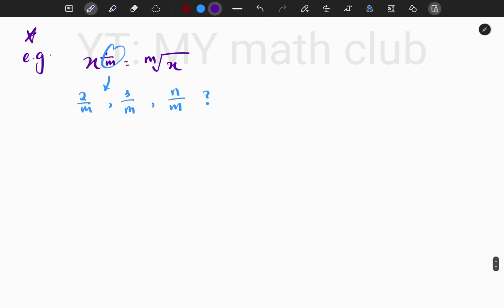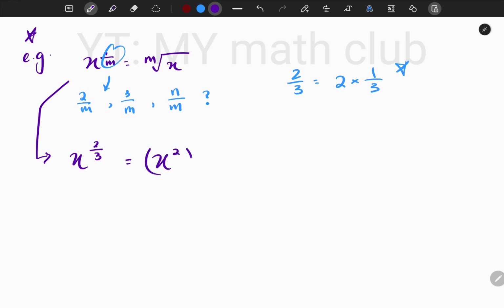It's actually not that complicated if we break it down like so. Take, for example, x to the power of 2 over 3. And technically 2 over 3 is just 2 multiplied by 1/3. And so we can rewrite our index expression as x squared raised by the power of 1/3.